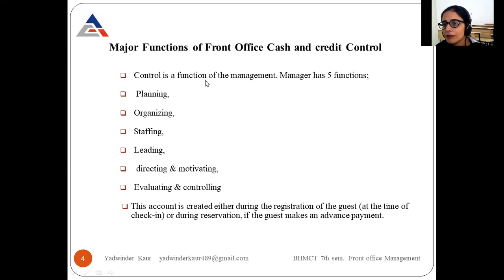So these are all the major functions of front office cash and credit control. We have to plan, organize, staff, lead, direct and motivate, evaluate and control, right?